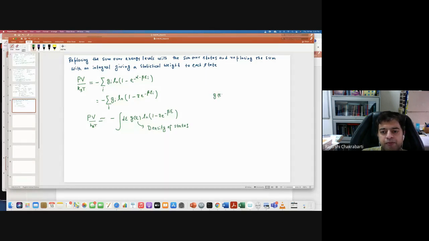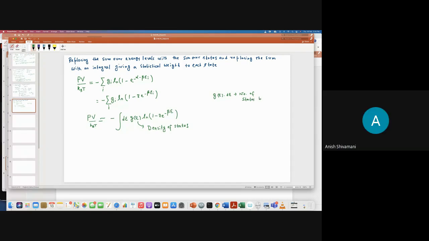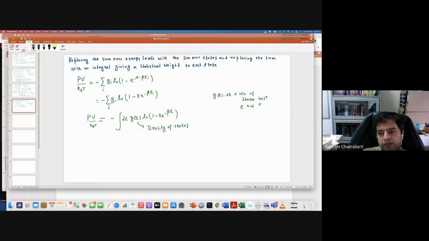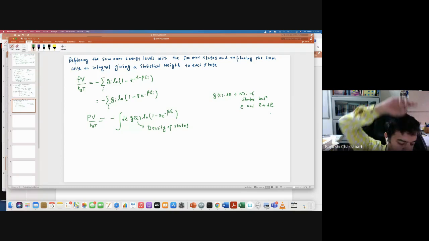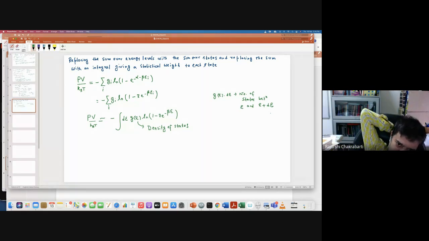It is actually the number of states between epsilon and epsilon plus d epsilon. So I have to give a statistical weight factor, and then I have to calculate this density of states. Then I have to calculate this PV by kBT. Okay, is this clear?